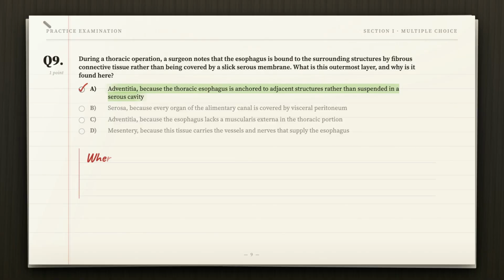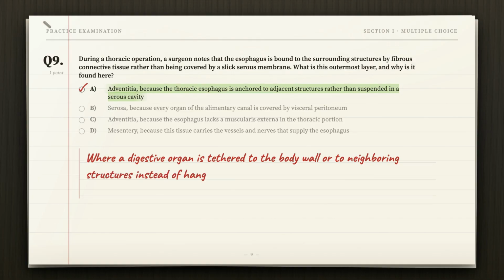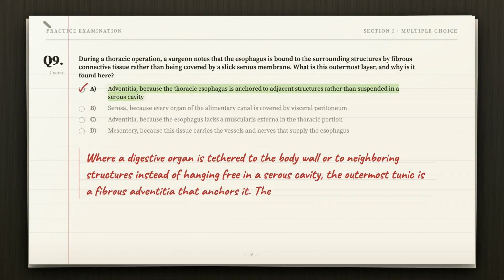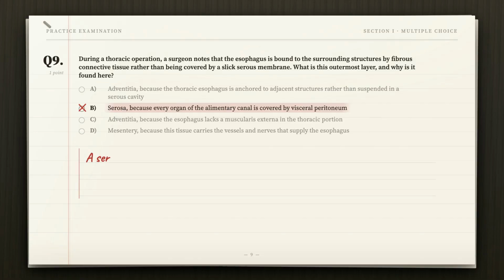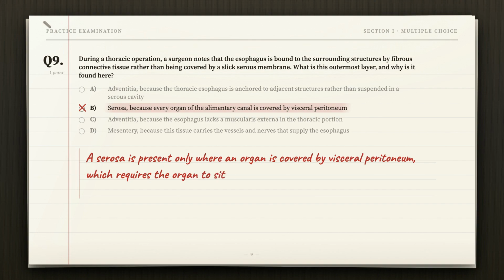A is correct because where a digestive organ is tethered to the body wall or to neighboring structures instead of hanging free in a serous cavity, the outermost tunic is a fibrous adventitia that anchors it. The thoracic esophagus fits that description, and only its short abdominal segment has a true serosa. B is wrong because a serosa is present only where an organ is covered by visceral peritoneum, which requires the organ to sit within the peritoneal cavity. The thoracic esophagus is above the diaphragm.